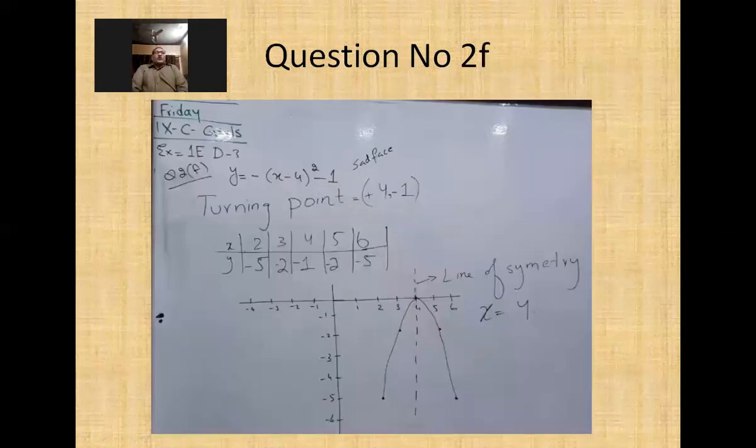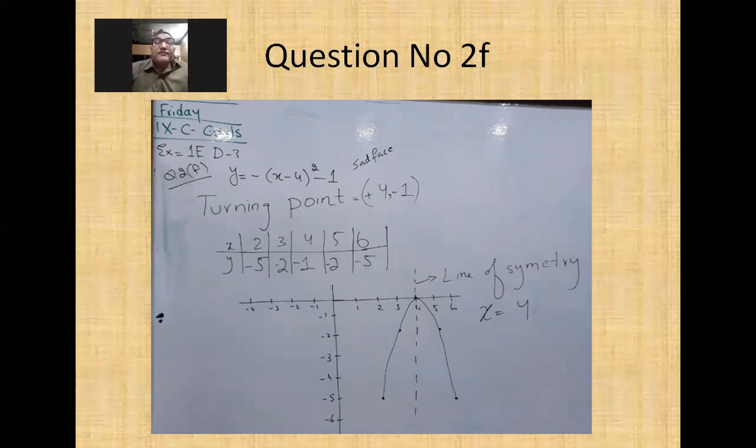Okay. So question number 2F part, we have an equation y equals -(x - 4)² - 1. So it will be a sad face because of this negative. Because the coefficient of the x² will be negative when you open it or simplify it.